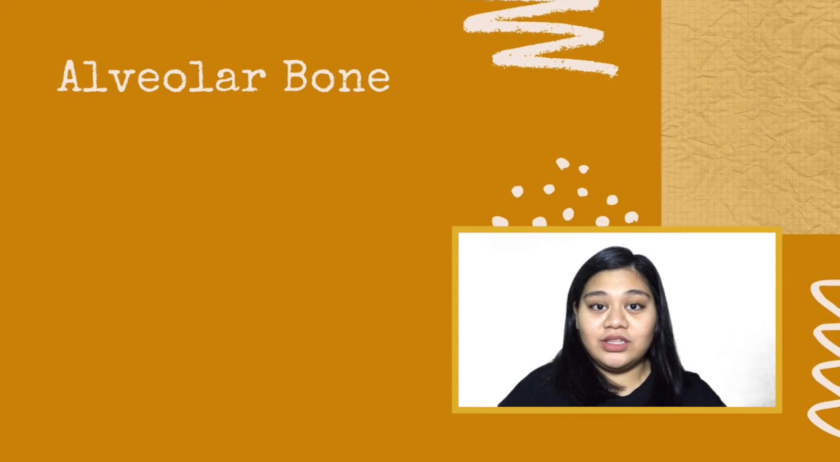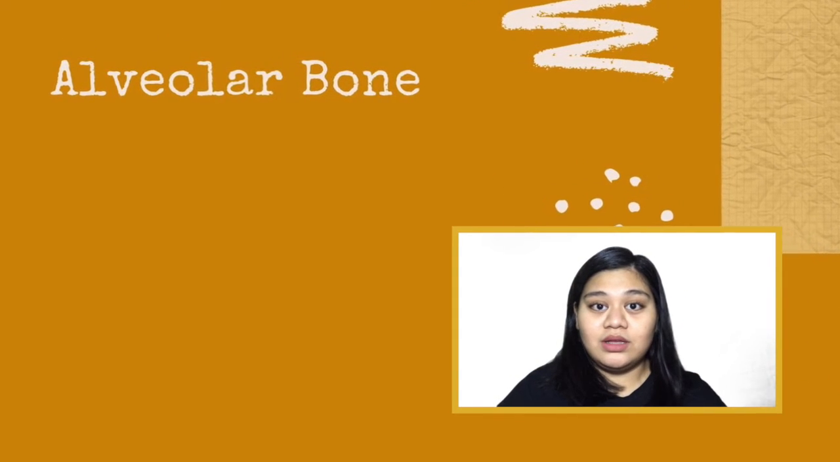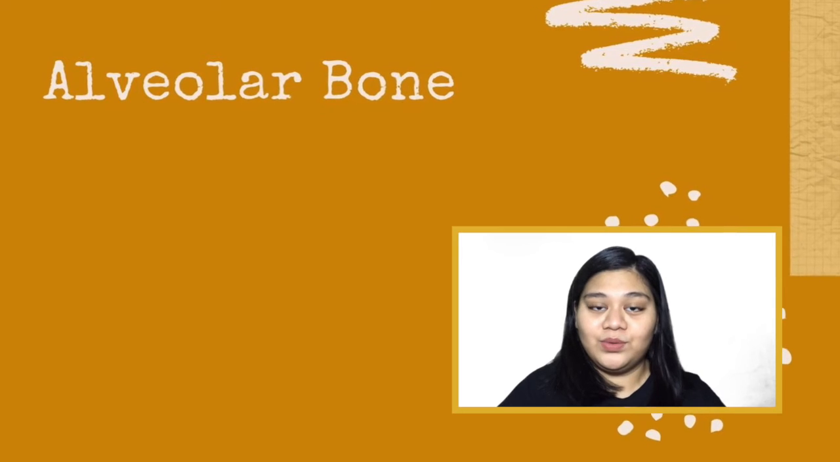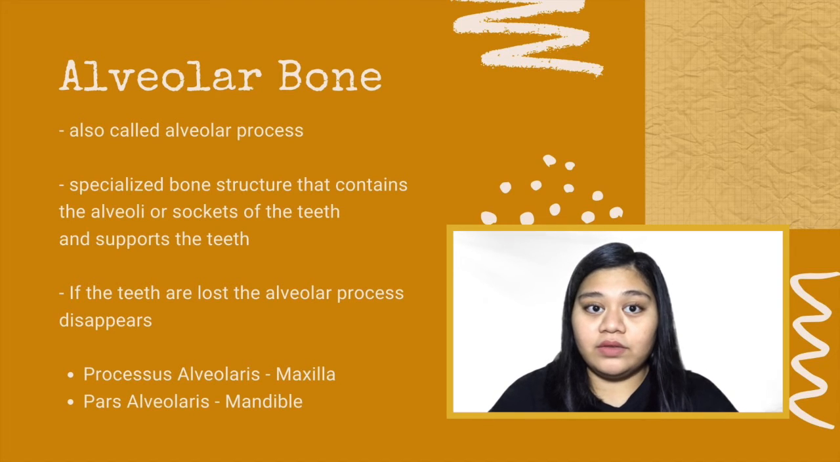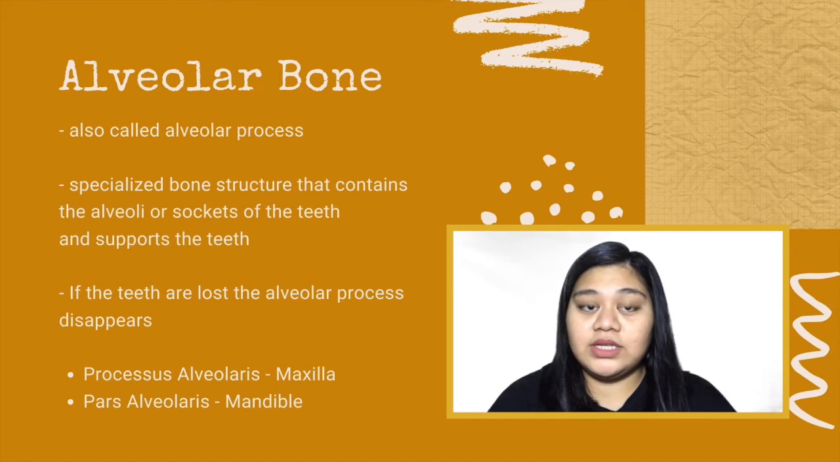Now that we know the general things about bones, let us move on with the alveolar bones. Alveolar bones are also called the alveolar process. They are specialized bone structures that contain the alveoli or sockets of the teeth and support the teeth. If the teeth are lost, the alveolar process disappears. The alveolar part of the maxilla is called the processus alveolaris, while the alveolar part of the mandible is called pars alveolaris.